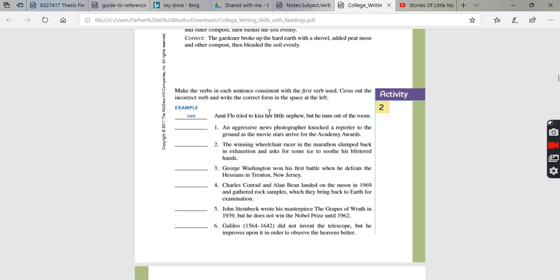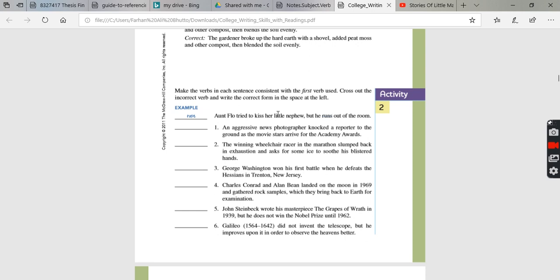So you have to keep your verbs consistent, but which verb? You have to keep the second verb consistent with the first verb. That means if you have started with past tense in your sentence, you will keep it in past verb. And if you have started with present tense, with a present verb, then all the remaining verbs would be in present.